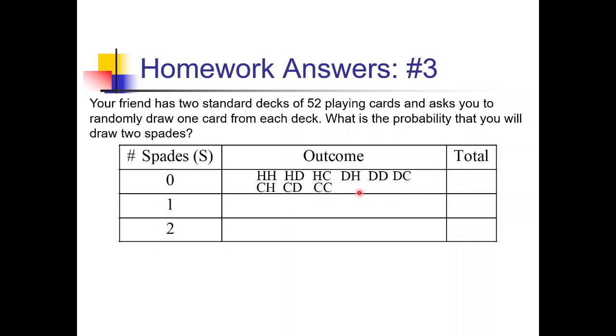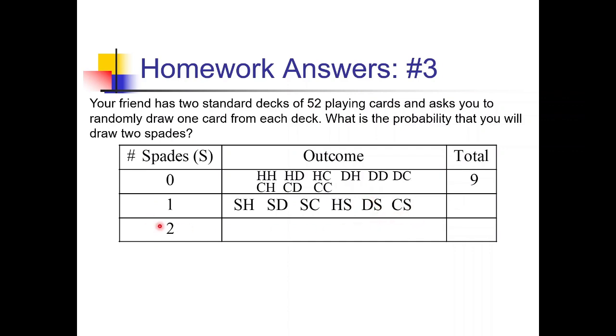That's a grand total of 9 non-spade possibilities. Now, for the possibilities where we do draw a spade, one possibility is that the first card we draw is a spade, followed by one of these 3 that's not a spade. So spade and a heart, spade and a diamond, spade and a club. The other possibility is that we drew a non-spade for the first card and a spade for the second card. So heart, then a spade, diamond, spade, club, spade.